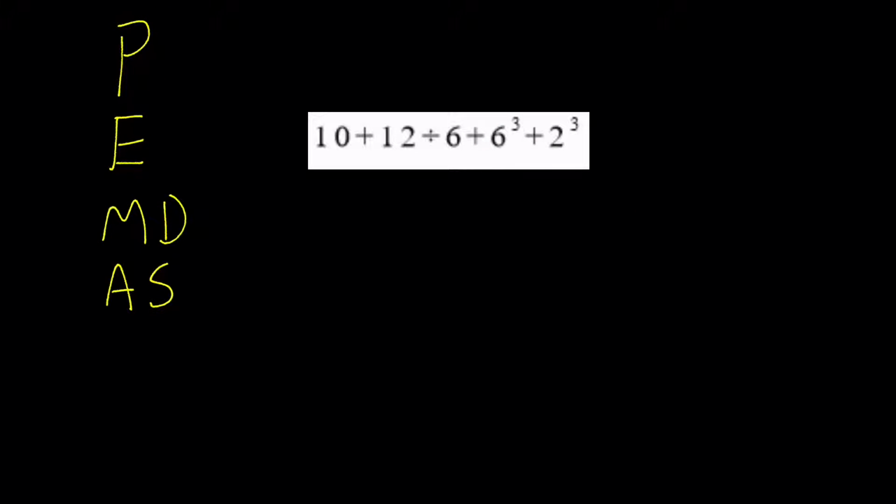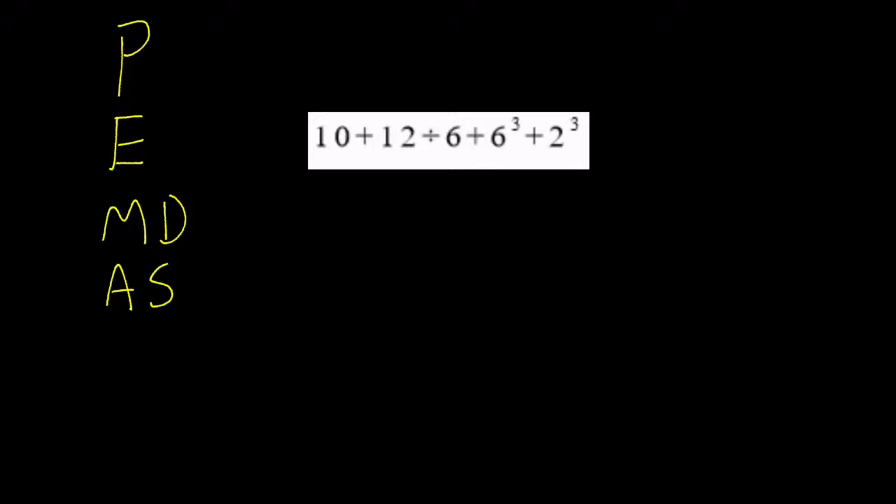So in this problem, we have 10 plus 12 divided by 6 plus 6 to the third power plus 2 to the third power. Go ahead, look at our order of operations over on the side here. What do you think we are going to solve first? Pause the video, look them over, and what do you come up with? What's going to be our first operation that we're going to take care of?